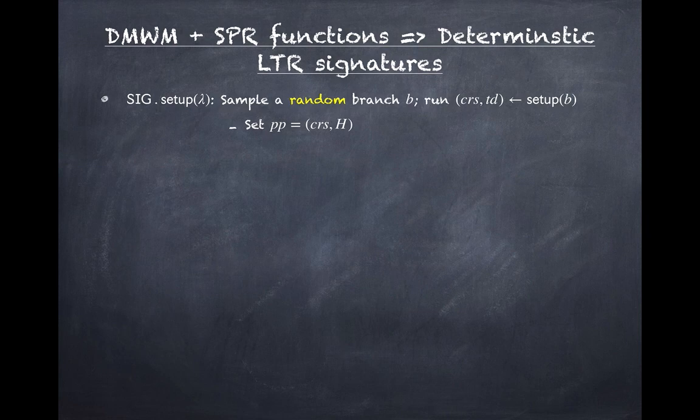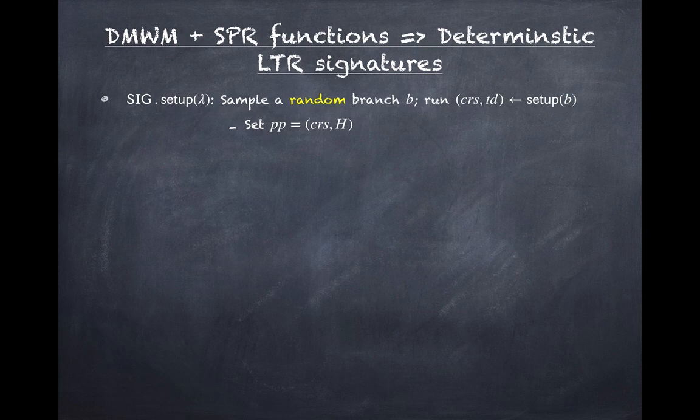So now we show how, by combining a dual mode witness map along with a second preimage resistant function, we get a deterministic leakage and tamper resilient signature. So the setup algorithm of the signature samples a random branch B and runs the setup of the dual mode witness map using this branch B. So recall that the dual mode witness map is a tag based notion where the setup algorithm takes as input a branch B and outputs a CRS and a trapdoor.